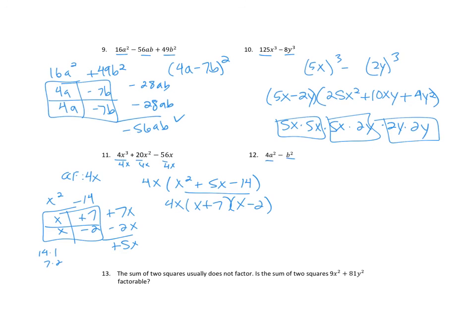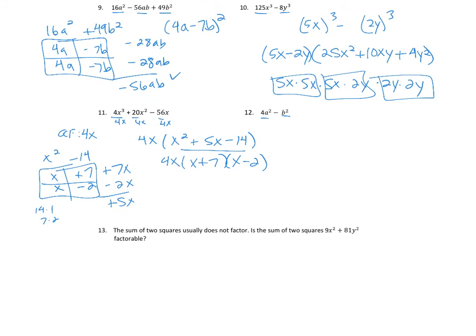For number 12, is there a common factor for these terms? No. There's a difference, and those could be perfect squares. Let's see. That could be 2a. Yep, those are perfect squares. So we will have a sum and difference of what's being squared, 2a and b.